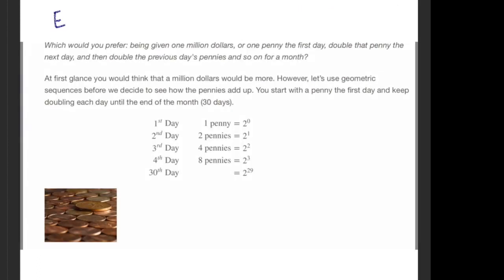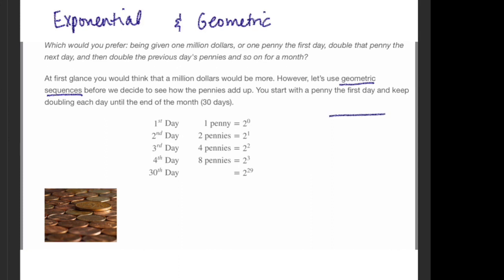The first problem that I have is, which would you prefer? Being given $1 million or 1 penny the first day and double that penny the next day and then double the previous day's penny and so on for 1 month. So at first glance, we would think that $1 million would be a lot more, right? But if we use geometric sequences before we decide to see how the pennies add up, we might find something else. So we're going to start with a penny a day, and then we're doubling that amount for each day that follows and doubling the previous amount and so on. And we're going to continue to do that for 30 days.